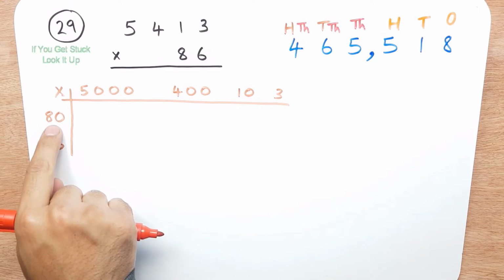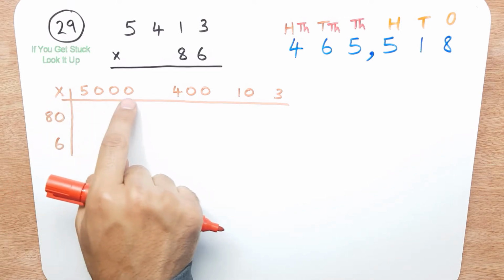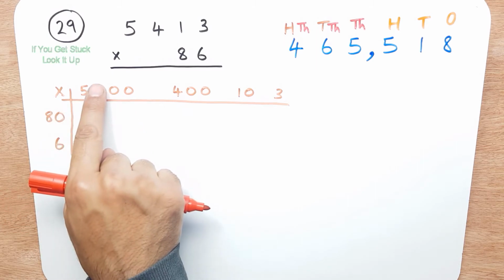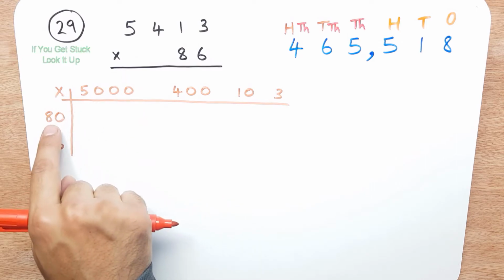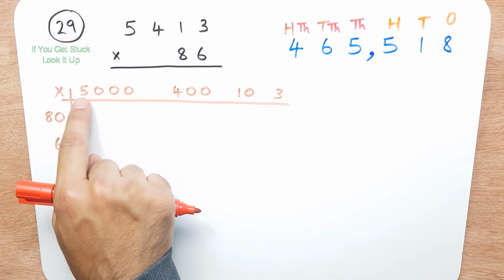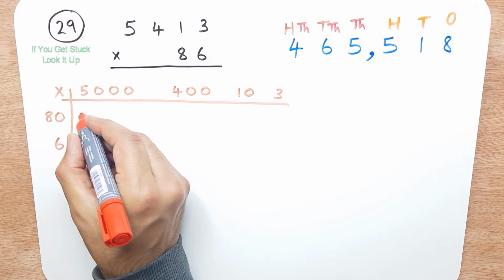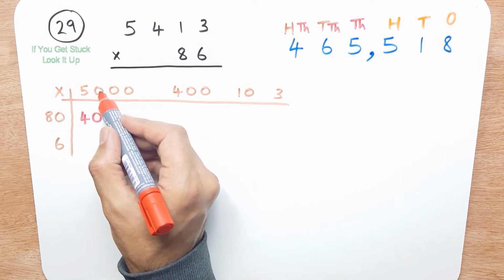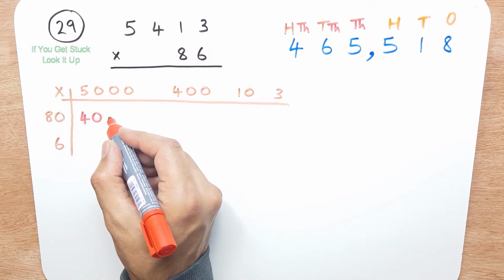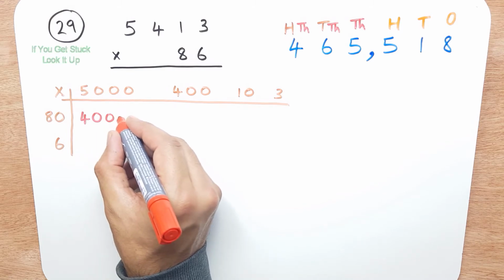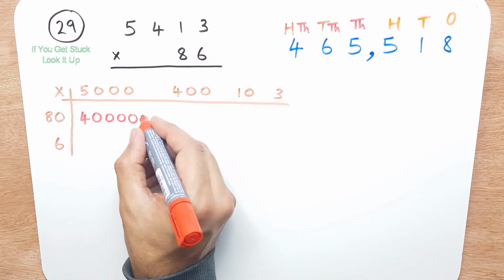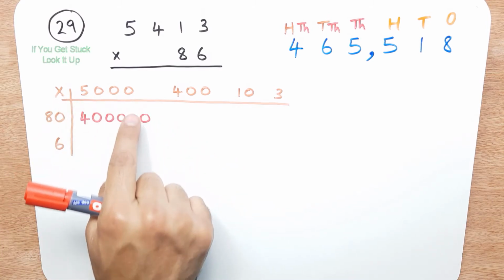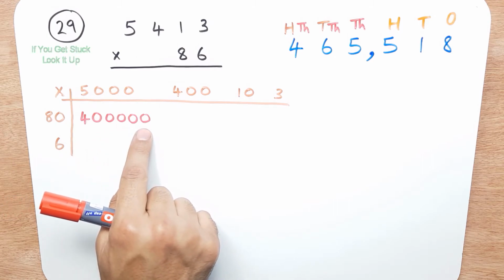Now my first calculation is 80 times 5,000. But what I'm going to do, I'm going to make it easy. I'm going to hide this 0 and these 3 zeros. So my calculation is 8 times 5. And 8 times 5 is 40. So I write down 40. Now I've got 1, 2, 3, 4 zeros. I'm going to bring those back. So 80 times 5,000 is 400,000.